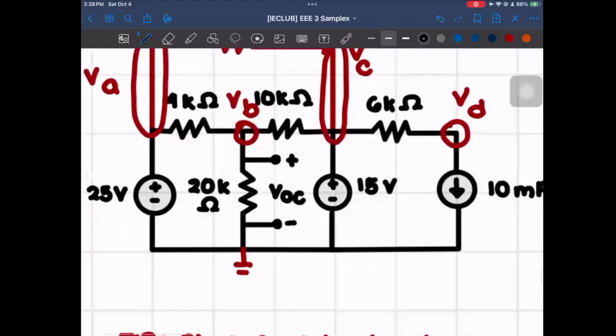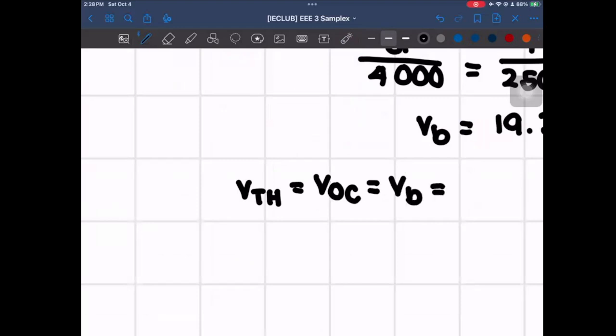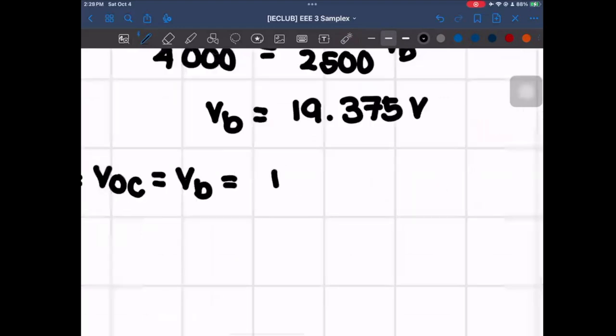Since if we were to look back here, for us to find VTH, which is equal to VOC, it is just this whole thing. So that's VB minus this, which is VB minus the ground, or VB. So if we were to just write it down here, that will be VTH is equal to VOC is equal to VB, which is equal to 19.375 volts. So that's it for number 1 of this part.